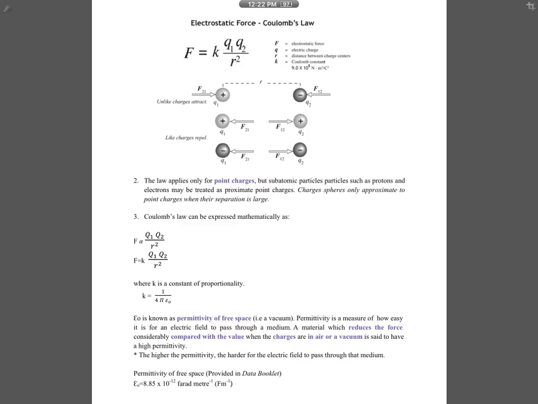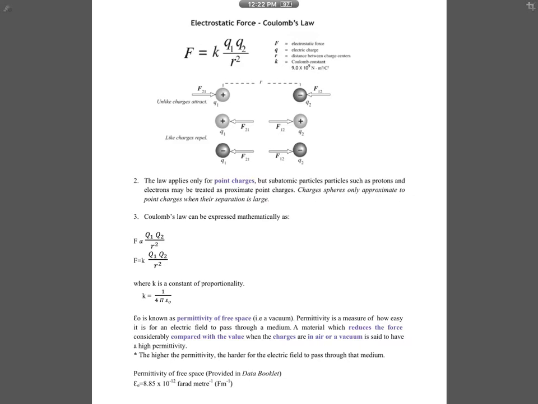Higher the permittivity, the harder to pass through, because if you substitute into this equation, you get F equals 1 over 4 pi epsilon naught, Q1Q2 over r squared. So the higher the epsilon naught, the lower the force. Therefore, higher permittivity means harder to pass through. So the permittivity of free space, epsilon naught, means the permittivity of vacuum. It is given in your data booklet as 8.85 times 10 to the power negative 12.